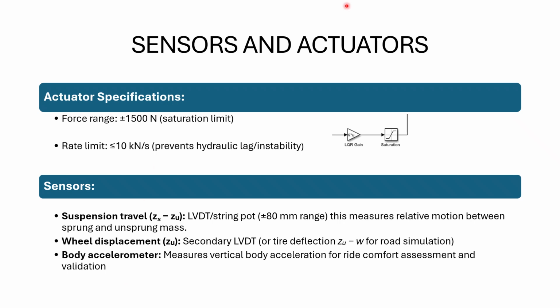Also, for sensing, we had three key measurements. One was suspension travel, which was the difference between the sprung and unsprung mass displacement. If you were to do this project physically, which we unfortunately couldn't do, you would need an LVDT or a string potentiometer to measure the suspension travel, a secondary LVDT to measure the wheel displacement, and a body accelerometer for the acceleration to measure the ride comfort assessment and validation.